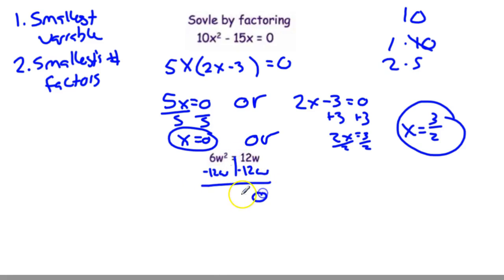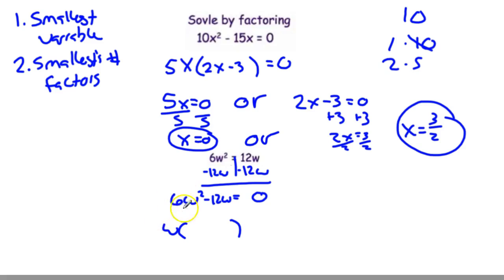That equals 0. And over here you might think, okay, I can just do 6 minus 12. Well, you can't, because w squared and w are not like terms. So we just write 6w squared minus 12w. So now, same thing, we have to factor this and then solve. So we look at the smallest variable, w squared and w. The smallest one is w, so that means we're going to take out a w.